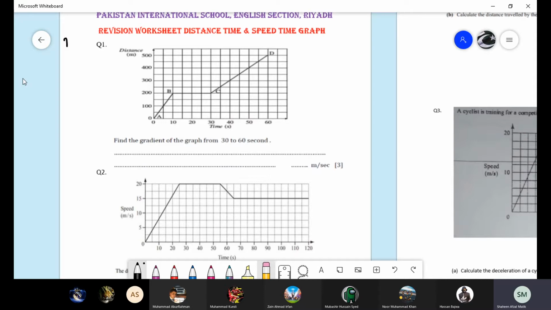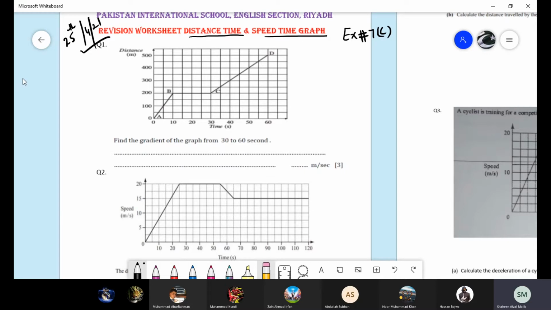Yes, today's date is 25th of April 21. This is the revision worksheet of distance, time, and speed and time graph. Distance and time and speed and time graph, exercise number 7C. The first question is there. This is the distance and time graph.